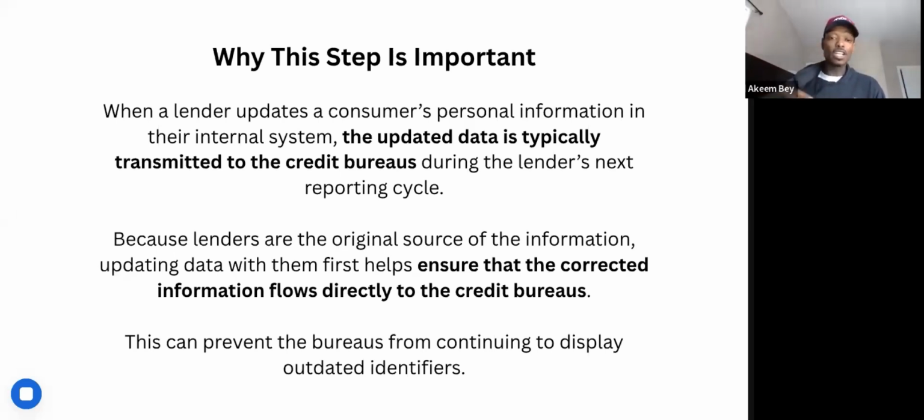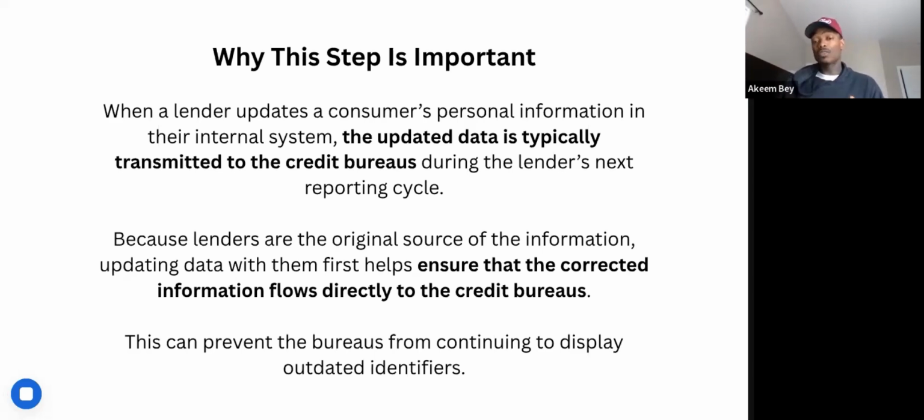And because lenders are the original source of the information, updating that data with them first helps ensure that the corrected information flows directly to the credit bureaus. That's why you don't want to do it with the credit bureaus first. And this could prevent the bureaus from continuing to display outdated identifiers.